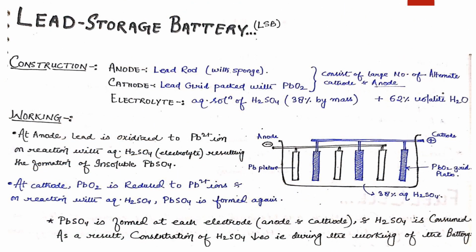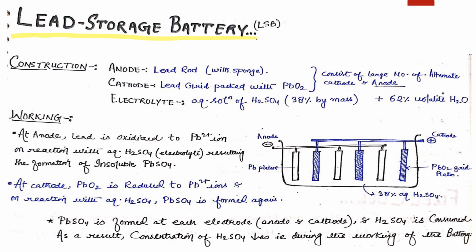Till now we have discussed primary batteries like the dry cell as well as the mercury cell. Now it's time to discuss the secondary cell. Secondary cells, or secondary batteries, are those batteries that can be recharged or used multiple times by charging and discharging. Lead storage battery is one of the secondary batteries in our syllabus.